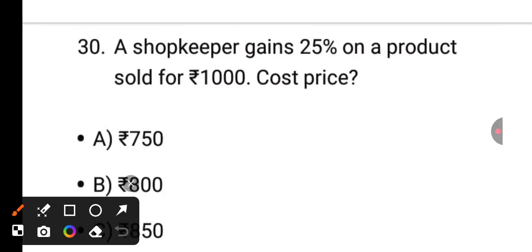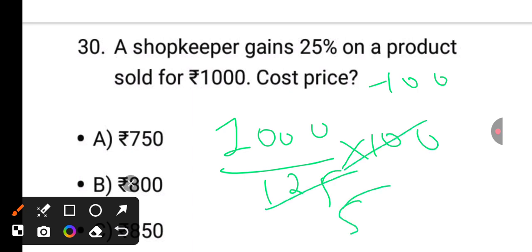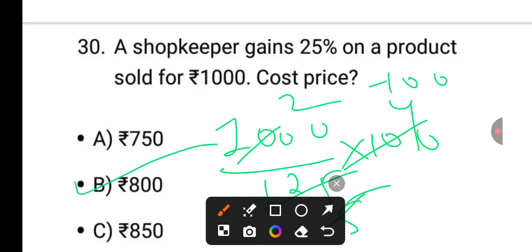See, next important one, a shopkeeper gained 25% on a product sold for 1000. What is the cost price? See, this is 1000. Cost price is always 100%. Okay, the gain is 25%, means 100 plus 25, it is 125% value. We want the 100% value. It is 25, 5 times 25, 4 times 5 into 2, 2 into 4, it is 800.